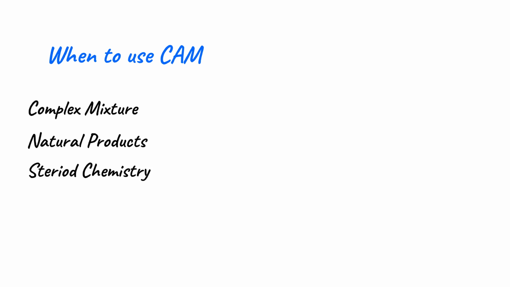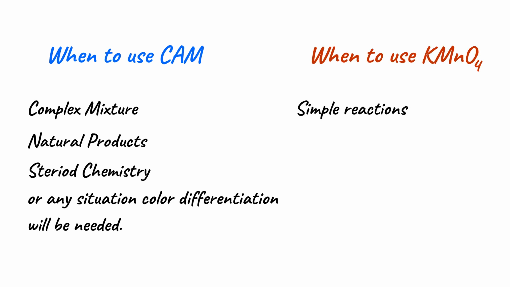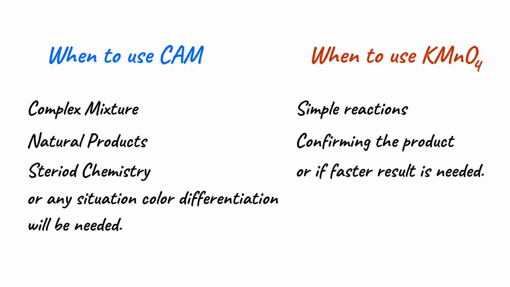When to choose CAM over KMnO4? For complex mixtures where you need to distinguish compound types, natural products and steroid chemistry, or any situation where the color differentiation matters, you can use CAM over KMnO4. Whereas KMnO4 is better for simple reaction monitoring where you just need to confirm a spot is there and when you need a faster result.